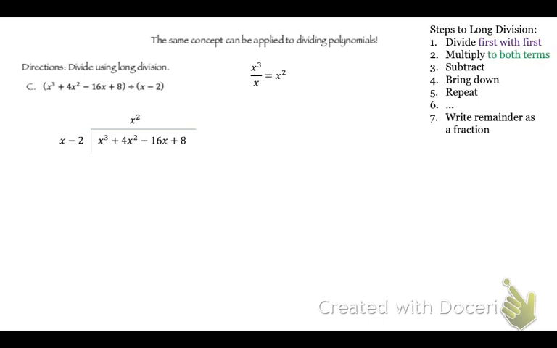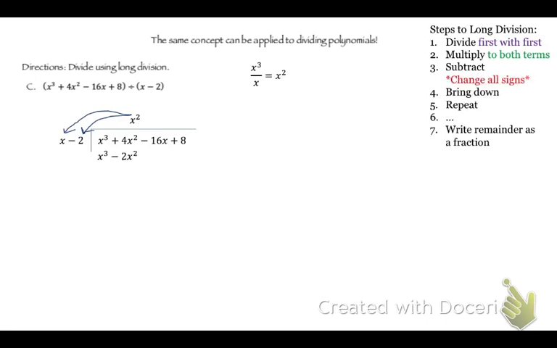Now we're going to multiply to both terms. So we're going to take that x squared and multiply it to the x, and then x squared and multiply it to the negative 2. So negative 2x squared. Then we're going to subtract and change the signs. So when we subtract, that changes that to a minus sign and that to a plus sign. Those x cubes cancel. 4x squared plus 2x squared is 6x squared. Now we're going to bring down the next term.